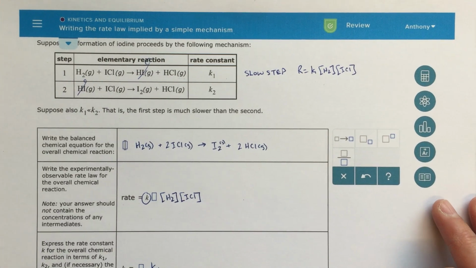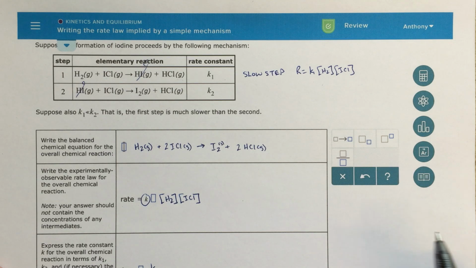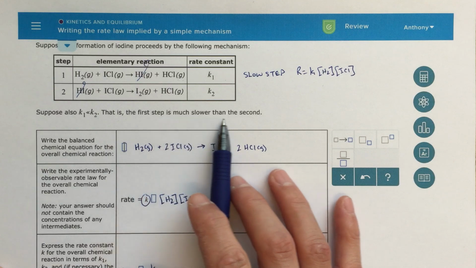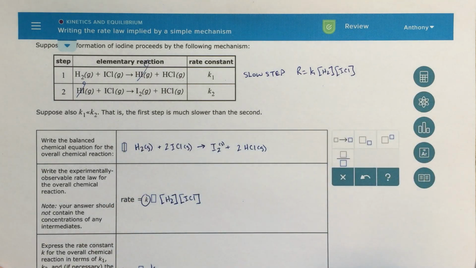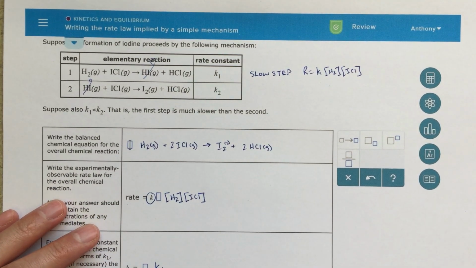Okay, so in the last video, I was talking about this ALEKS topic, writing the rate law implied by a simple mechanism. And in the first video, the first step is much slower than the second. So this is, I guess, the most common version of this question that you're gonna get, but it was also sort of drawn to my attention that there's another version that's much more complicated that we should also talk about.